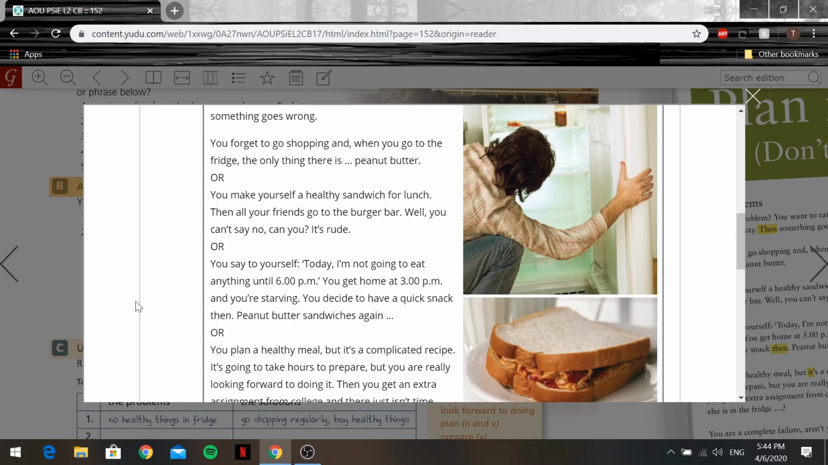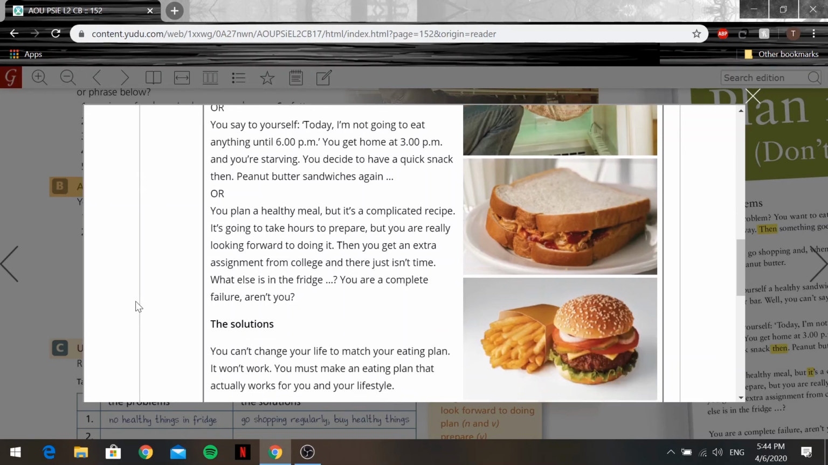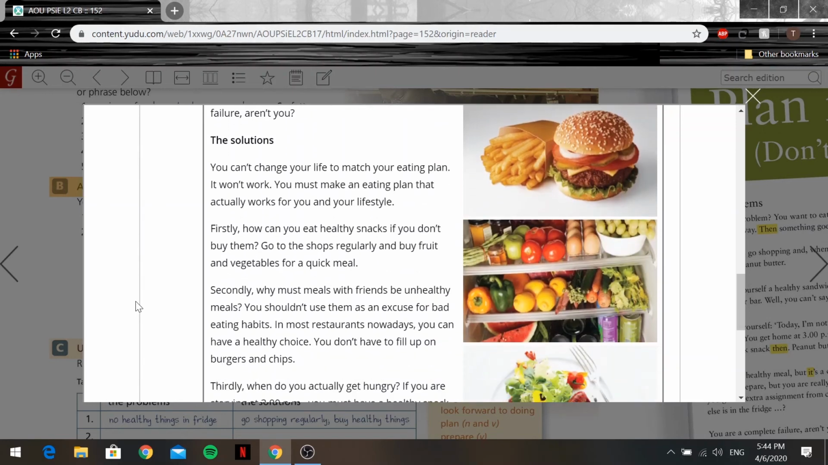Or you plan a healthy meal, but it's a complicated recipe. It's going to take hours to prepare, but you are really looking forward to doing it. Then you get an extra assignment from college and there just isn't time. What else is in the fridge? You are a complete failure, aren't you? The solutions. You can't change your life to match your eating plan. It won't work. You must make an eating plan that actually works for you and your lifestyle.